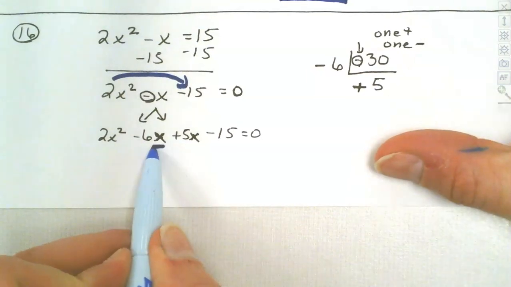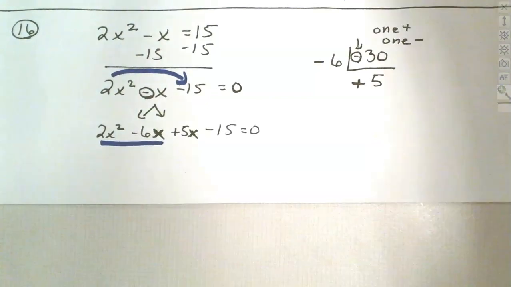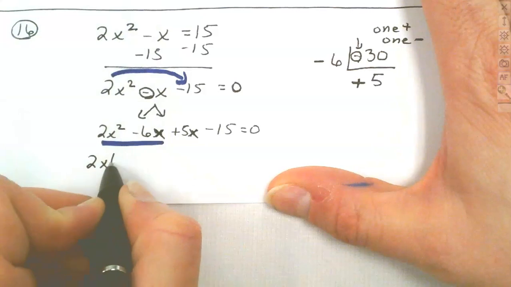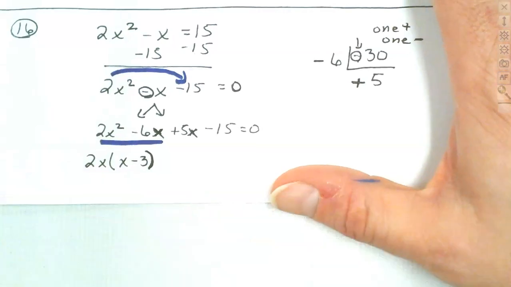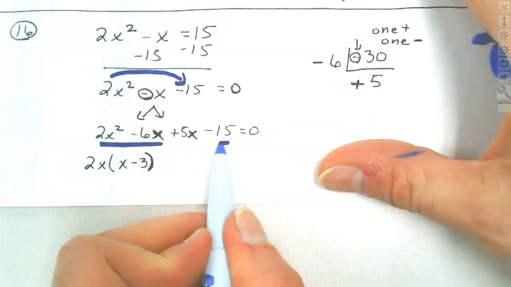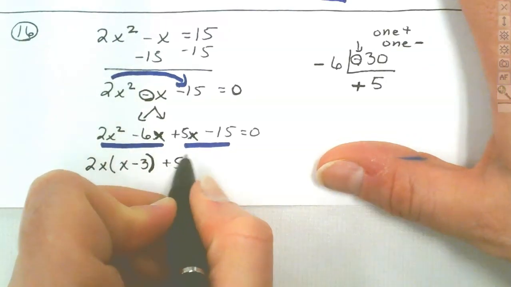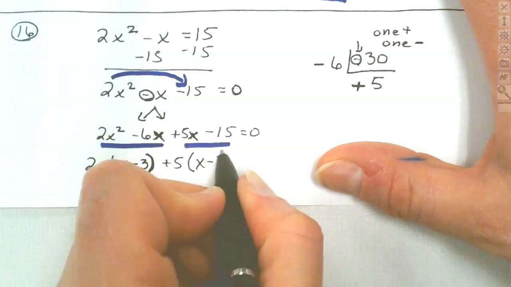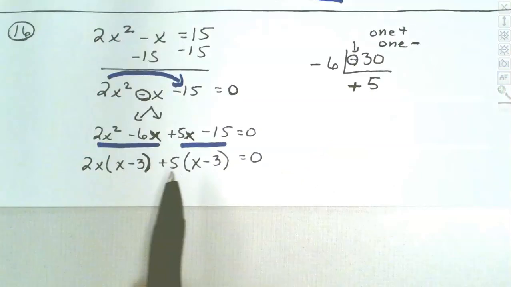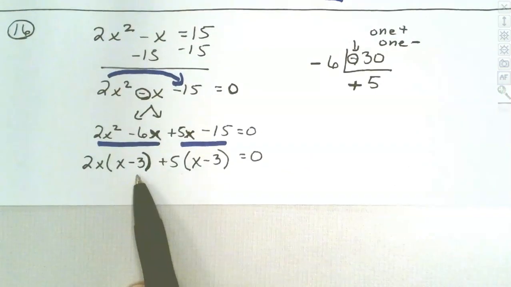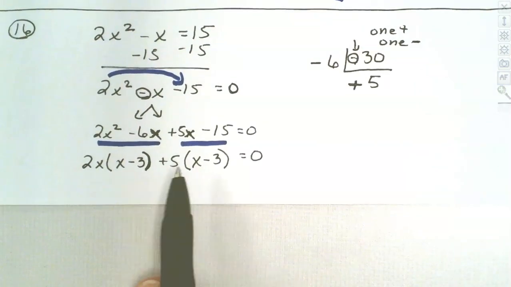So now we look at it. What can we factor out of the first two pieces here? Yep, 2x can come out. And what's left over? X minus 3. Next two pieces, what can come out? 5 comes out. What's left over? X minus 3. These groupings here had better be the same. If these parentheses are not the same, you made a mistake. So always make sure those are the same.